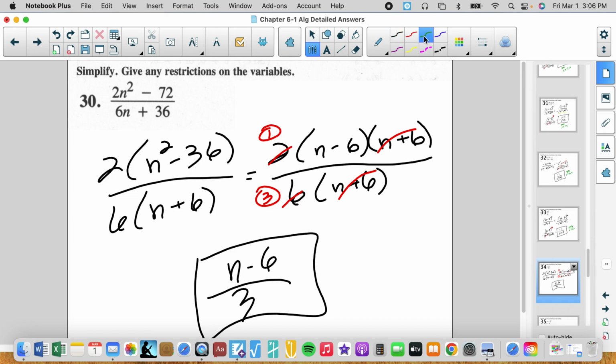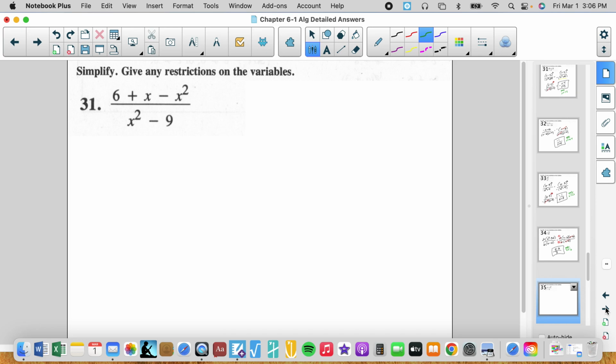And my restriction is n cannot equal negative 6. Yes. Yes, we love it.